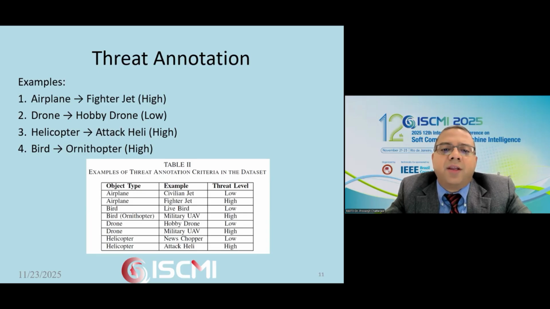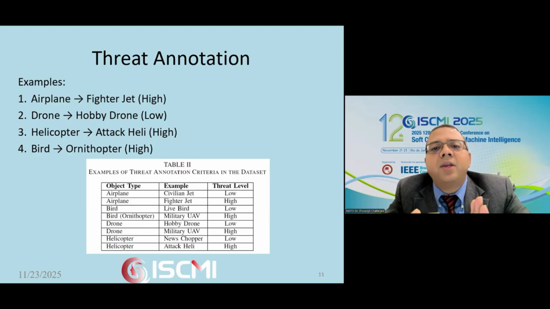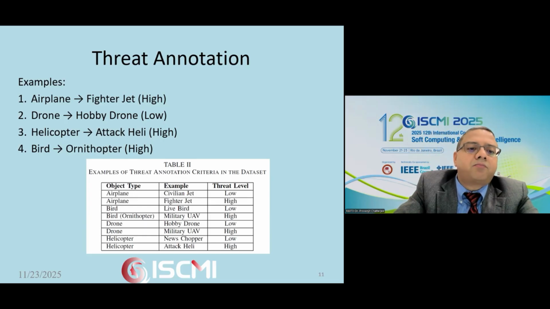These annotations were carefully reviewed by the researchers to match realistic threat evaluations, and we are also maintaining a similar concept, because the point is that we try to give the high threat category to military and military-based airborne objects, but for any civilian or benign object, we generally give them a medium or low threat level.